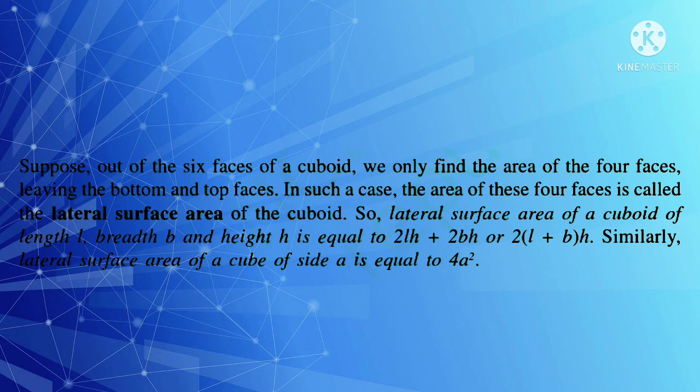This one is known as lateral surface area. As well as this, lateral surface area we can also include for the cube. In case of a cube, if 2 faces are open, then we get 4a square. So these two are the formulas of surface area of a cuboid and surface area of a cube.